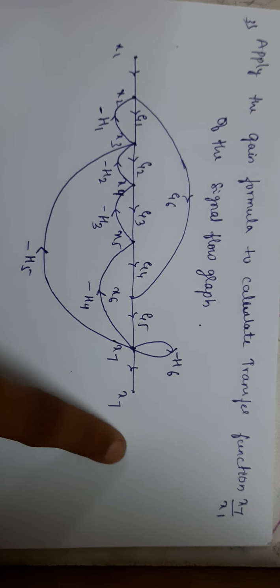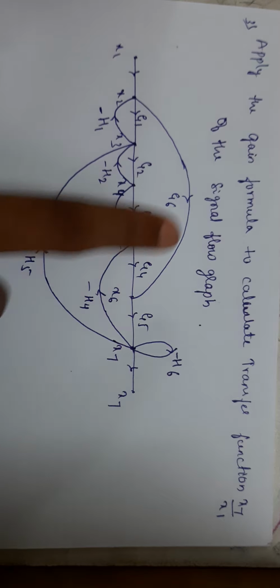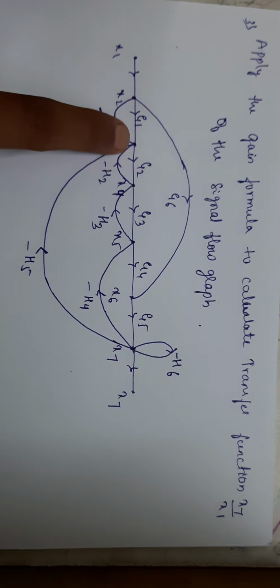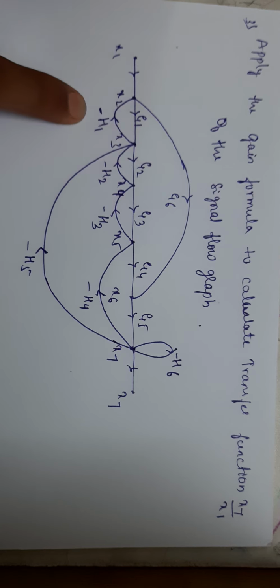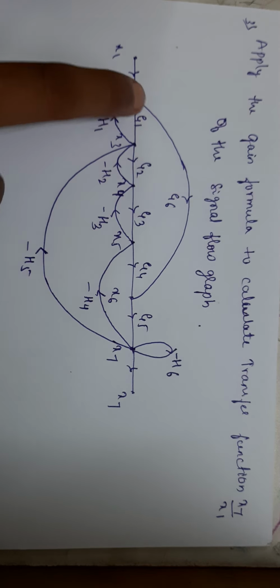Here there are two, you can take that one, x7 x7. G6, g1, g2, g3, g4, g5, minus h6. The gain of the signal which is moving from here to here is minus h1, minus h2, minus h3. See how the signal is flowing from here to here, g1, and from here to here, minus h1.